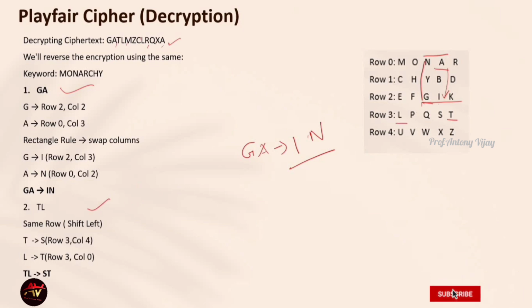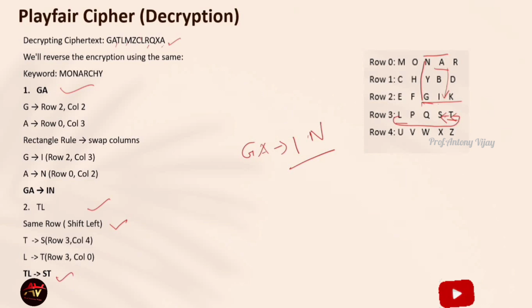T is here, L is here. When we talk about the decryption process, if the two characters are in the same row, this is only for decryption, don't confuse it. For encryption, if it is in the same row, you have to shift right. For decryption, if it is in the same row, you have to shift left. So for T, you have to replace it with S, and for L, you have to replace it with T. Shift left. For encryption, we followed shift right. Here it is shift left. This is the only difference, so please be aware of it. Otherwise, you will get the wrong result.